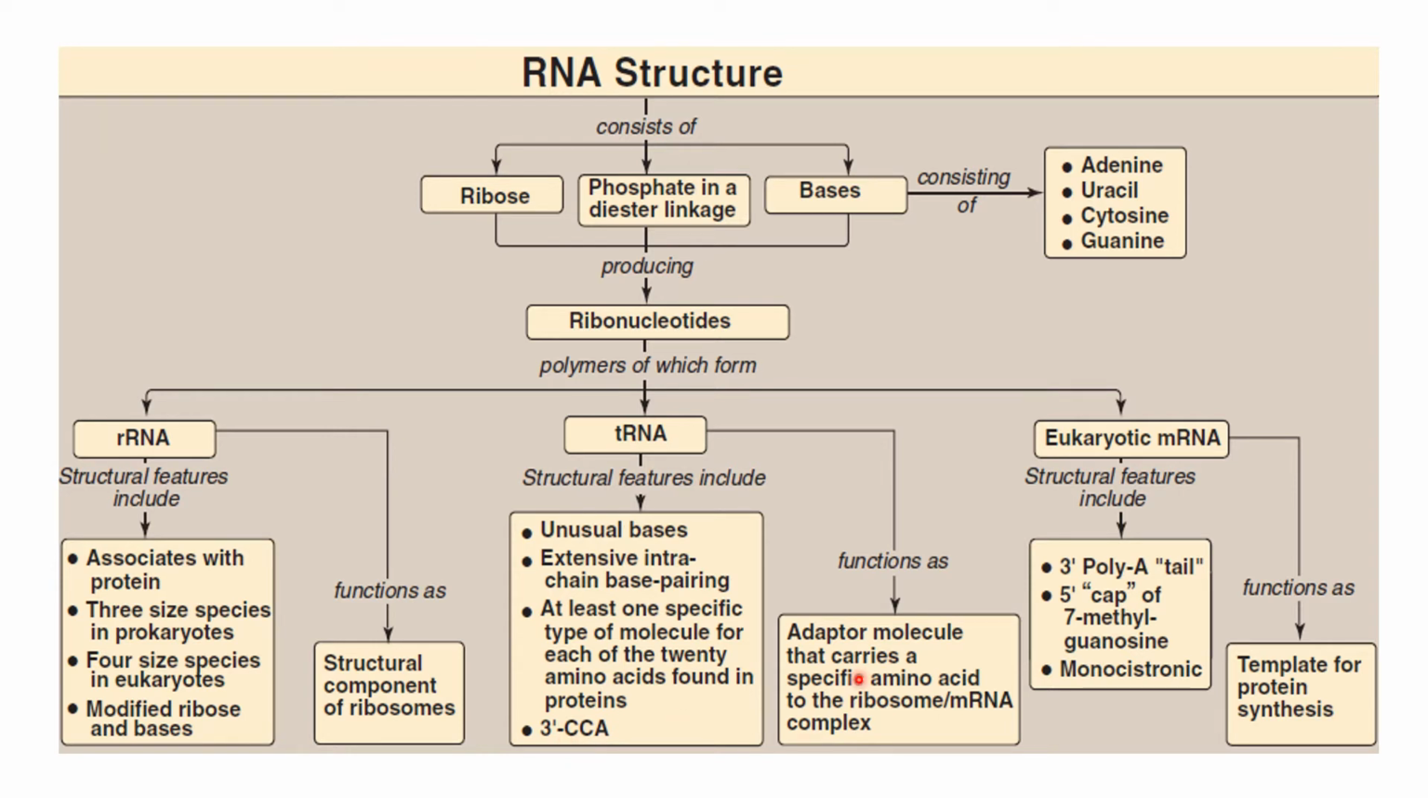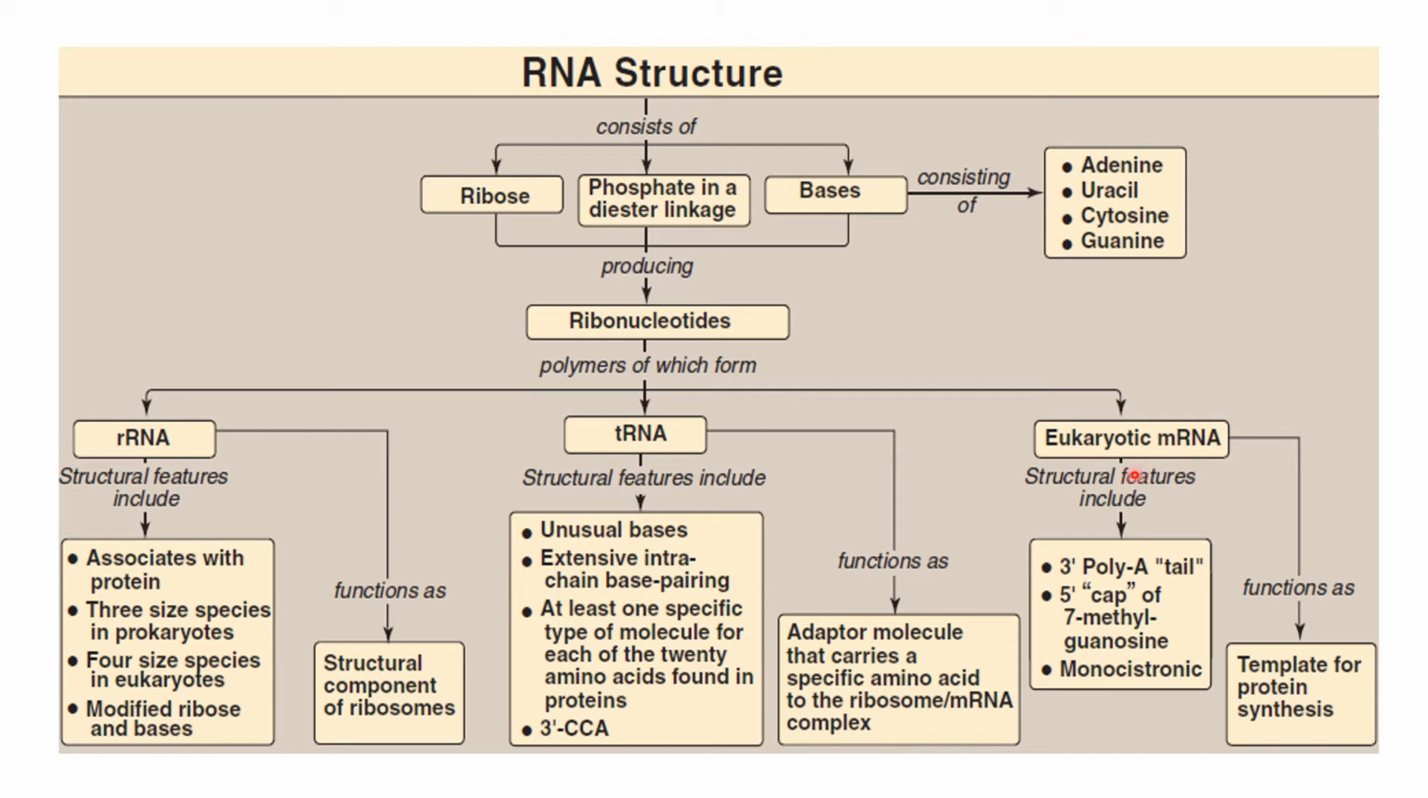Now the messenger RNA. In prokaryotes, the messenger RNA is almost the same as the primary transcript, and it is polycistronic. More than one gene, more than one coding region, is present in the prokaryotic messenger RNA, so as to synthesize more than one polypeptide chain.